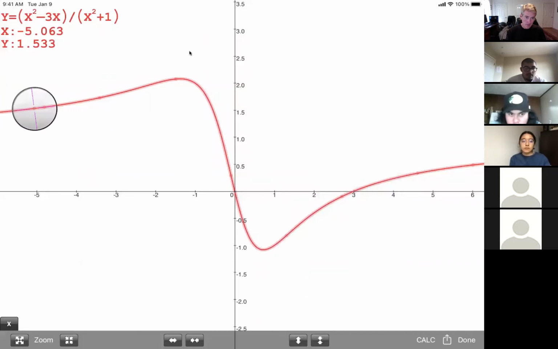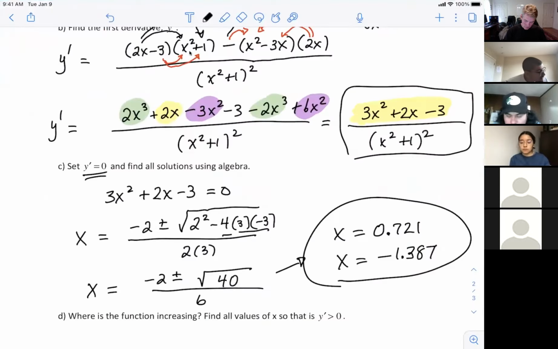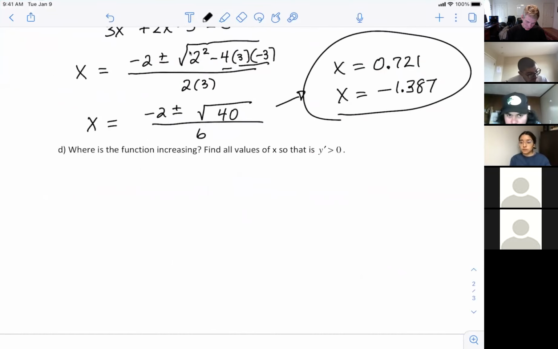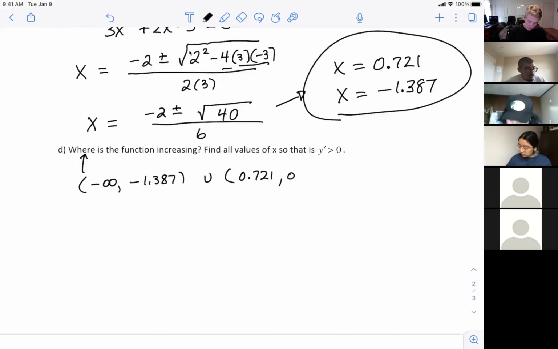And on the left side, all of this is increasing as well. So it's everything on the left of that negative 1.387, and then everything on the right of the 0.721. So we're actually talking about an interval. It would be the left side, which goes from negative infinity to negative 1.387, and then union with the far right side, which is 0.721 off to infinity.